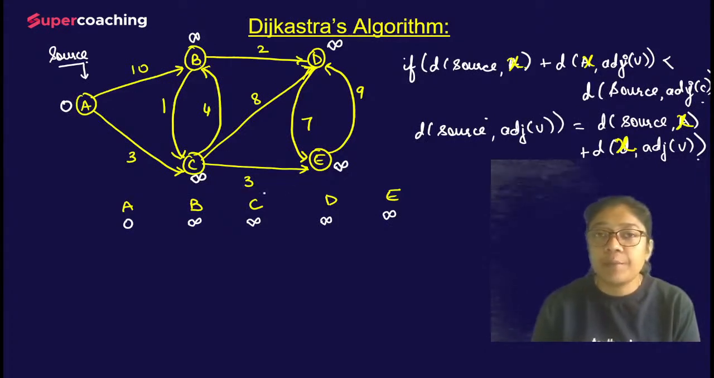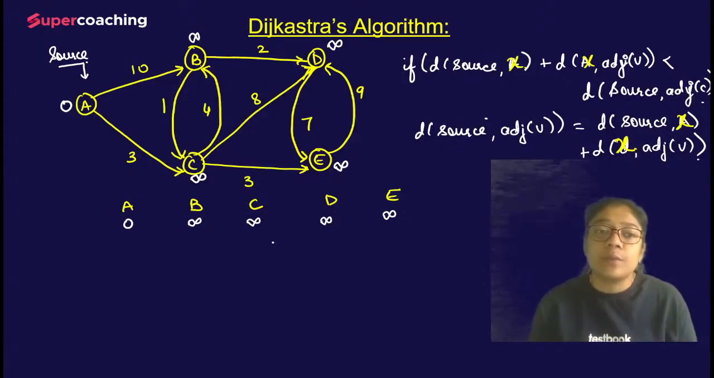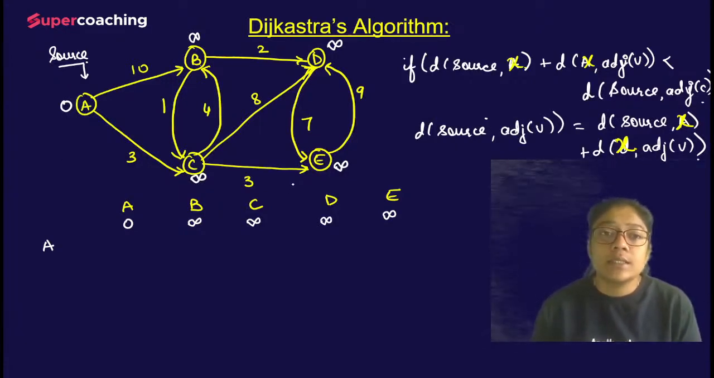ये जो मैं ग्राफ पे मार्क कर रही हूँ, this is for our understanding, because memory के अंदर, system के अंदर ग्राफ के ऊपर mention नहीं होगा. This is going to create a table from all the vertices of the graph. Now, every time we'll be deleting the minimum value. So here out of 0, infinity, infinity, infinity, definitely the relaxation will be taking place at the vertex A. So A will be deleted. A is selected.